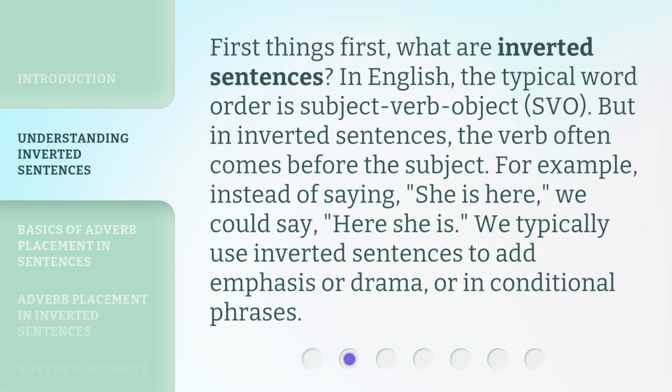First things first, what are inverted sentences? In English, the typical word order is subject-verb-object, SVO. But in inverted sentences, the verb often comes before the subject. For example, instead of saying, "She is here," we could say, "Here she is." We typically use inverted sentences to add emphasis or drama, or in conditional phrases.